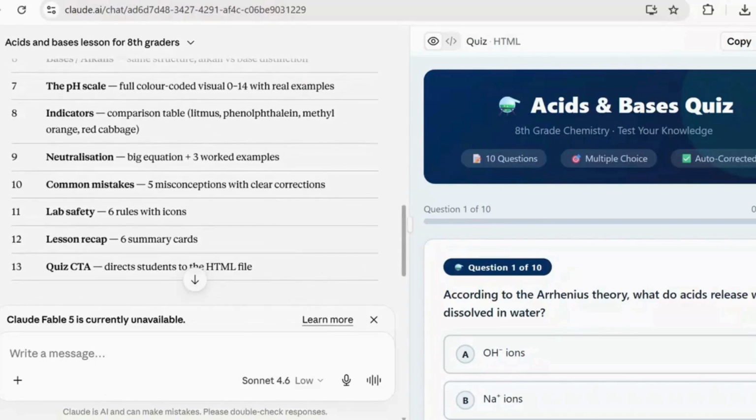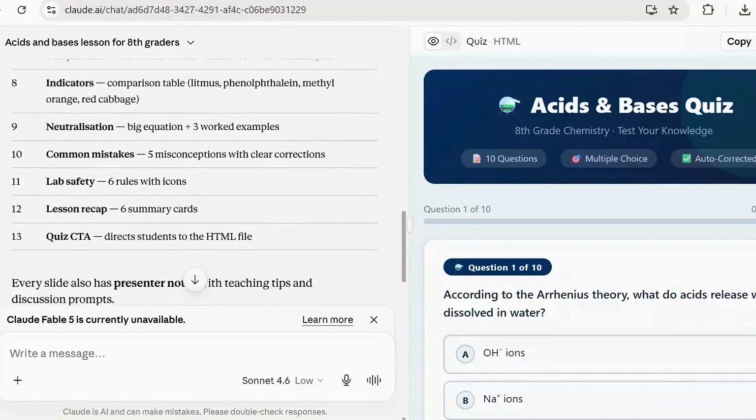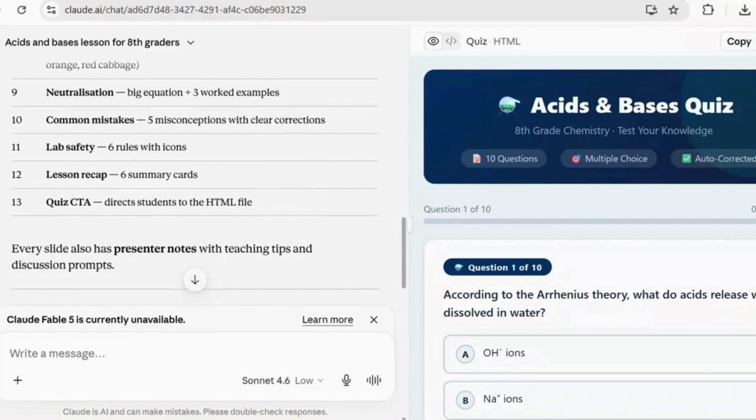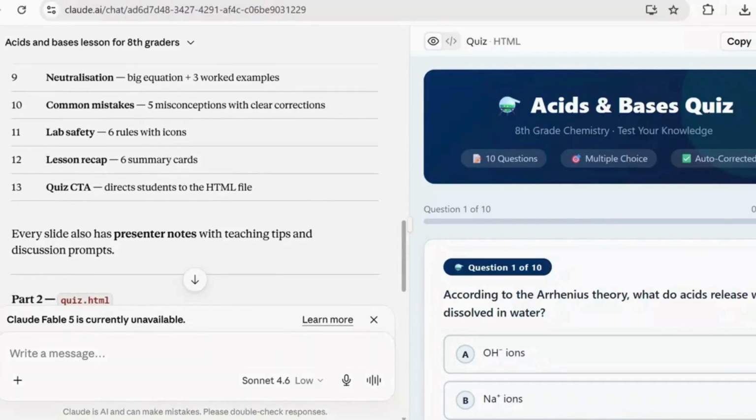You have the pH scale. You have color-coded visual as I requested, a diagram. You have indicators and a comparison table between the indicators like litmus, phenolphthalein, methyl orange, and red cabbage. You have also a slide about the neutralization reaction, plus examples.